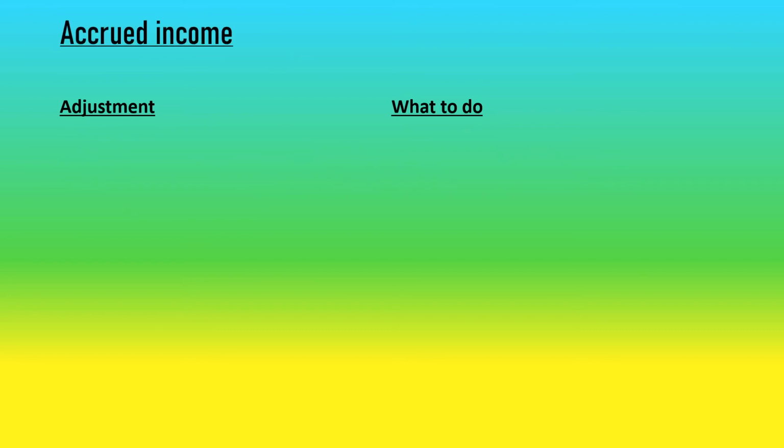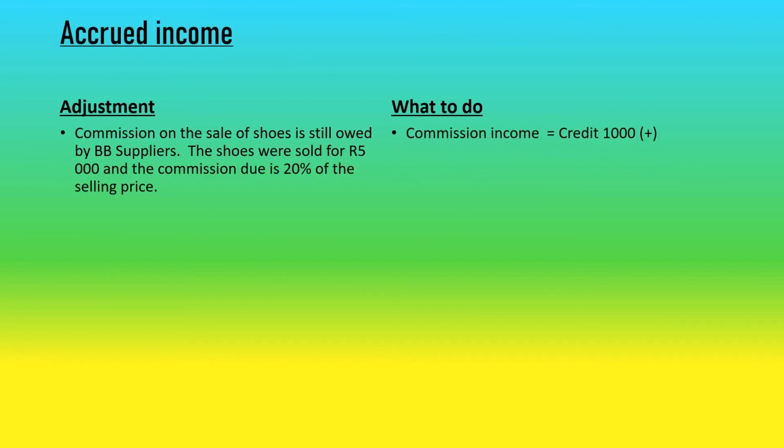Our next adjustment example is of accrued income. So accrued income is income that you have not yet received, but you should have received for this year. Commission on the sale of shoes is still owed by BB Suppliers. The shoes were sold for 5,000 Rand and the commission due is 20% of the selling price. The accounts impacted here are accrued income as well as commission income. So remember, we need to now add 1,000 Rand into commission income, which is 5,000 Rand times 20%, and accrued income, 1,000 Rand. Once again, you've got your debit and credit, and you've got a plus and a plus on both sides.